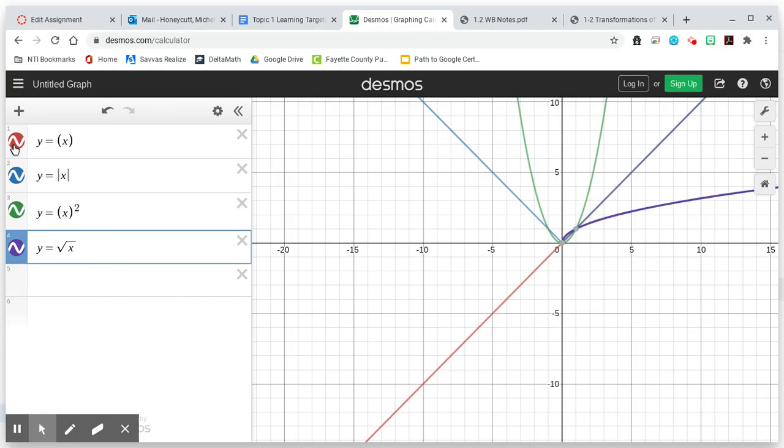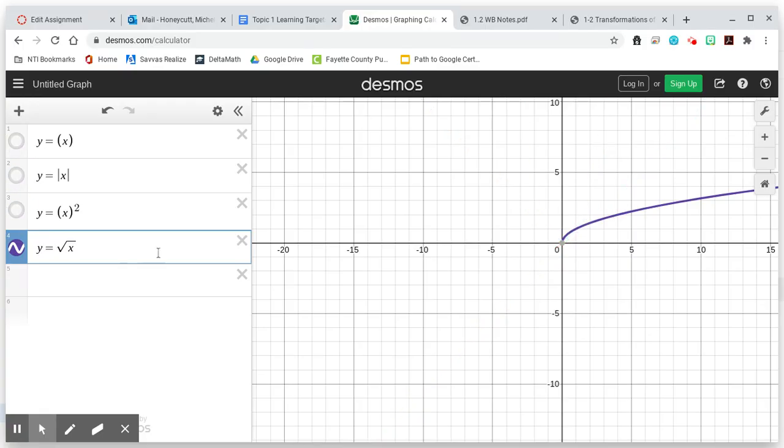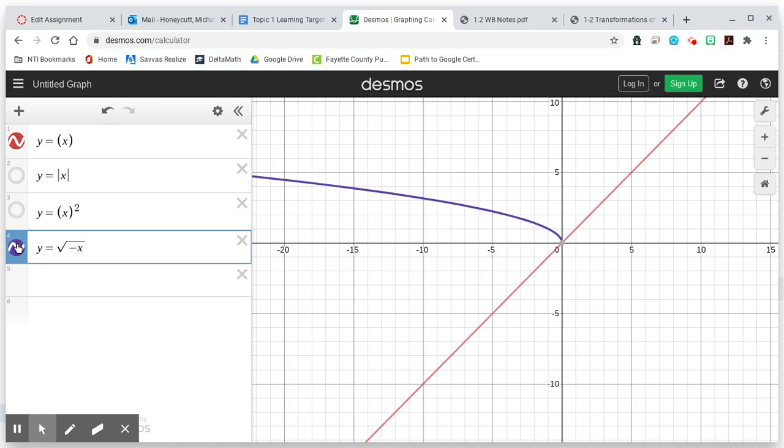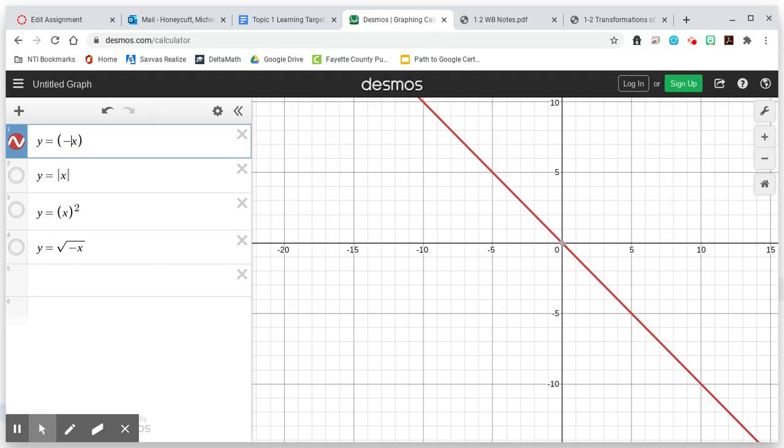Okay, and then let's start again with the square root function, function number 4. Here's the parent square root function. Instead of putting a negative in front of the entire function, I'm just going to put it with the x. Oh, it's flipped across the y-axis. Okay, now I'm going to move up to the linear function. If I put the negative with the x, it also reflects across the y-axis.